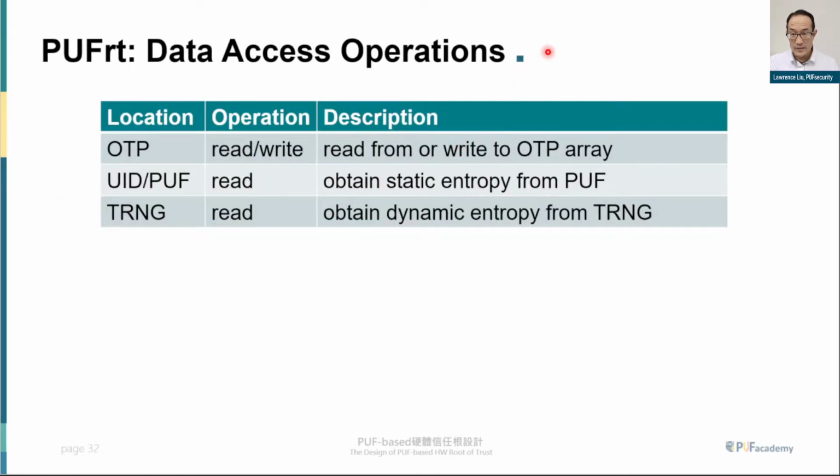So the first category is PUF data access operations. And these are to access the PUFrt data, which is stored in the OTP, the PUF, or the TRNG. For the OTP, with built-in PUF key storage protection, it has read and write accessibility. The PUF, from which the PUFuid unique identifiers are sourced, can only be read from. And finally, the TRNG is also read-only. So random numbers from the random number generator are obtained through accessing the corresponding TRNG registers in the PUFrt memory map.